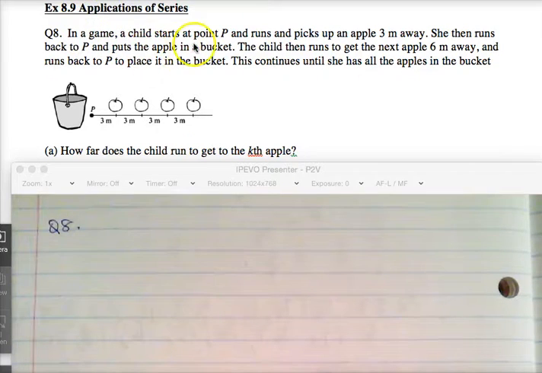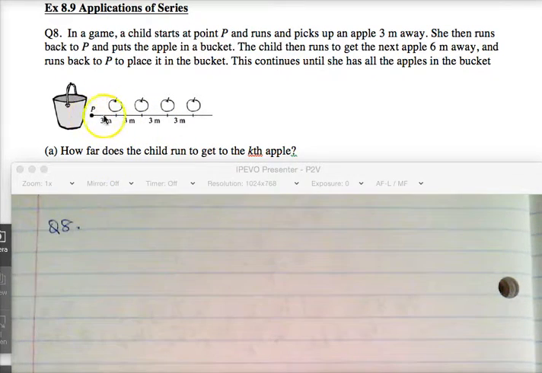It says, in a game, a child starts at point P and then runs and picks up an apple 3 meters away. She then runs back to P and puts the apple in the bucket. The child then runs to the next apple, which is 6 meters away because it's 3 plus 3, and then runs back to P to place it in the bucket, and this continues until all the apples are in the bucket.